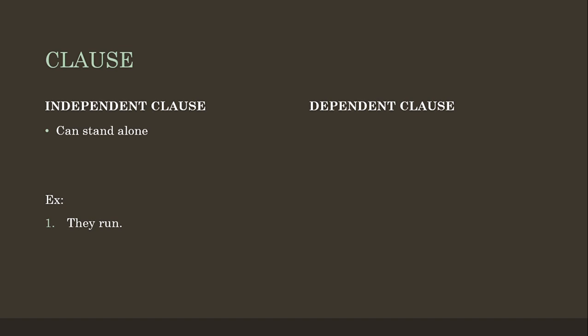So they run is an independent clause because it can stand alone as a sentence. We go to picnic. Simple sentence or independent clause. You bake the cake. Independent clause. We don't need any other information.